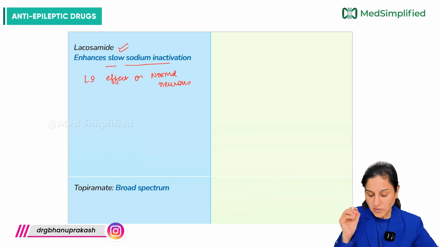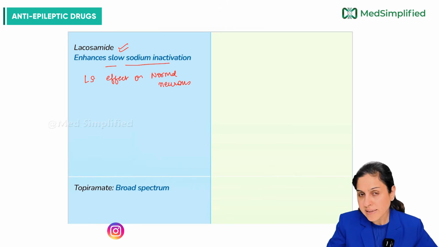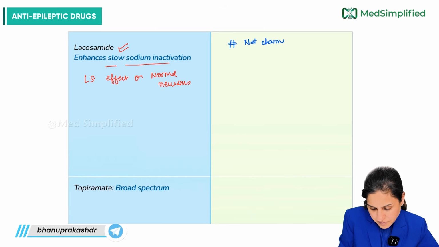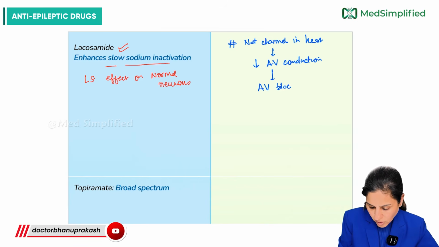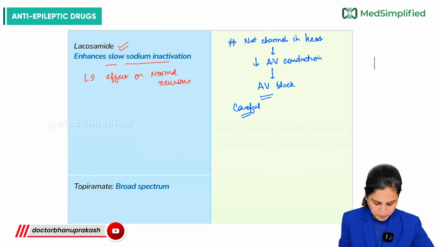One important thing that we have to take care of is that the same sodium channels are present in the heart as well. Because they block these sodium channels in the heart, they can decrease the AV conduction, right? So the patient has a risk of developing AV block. So we have to be careful in cardiac patients.